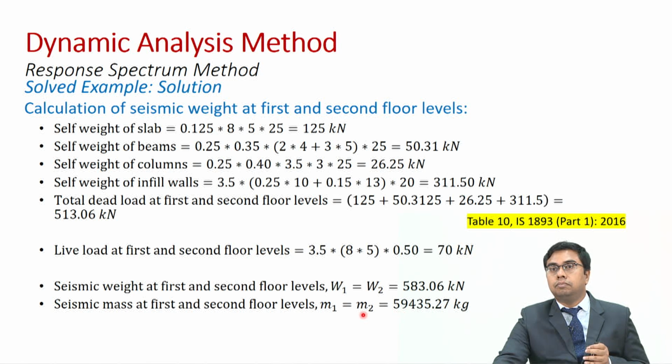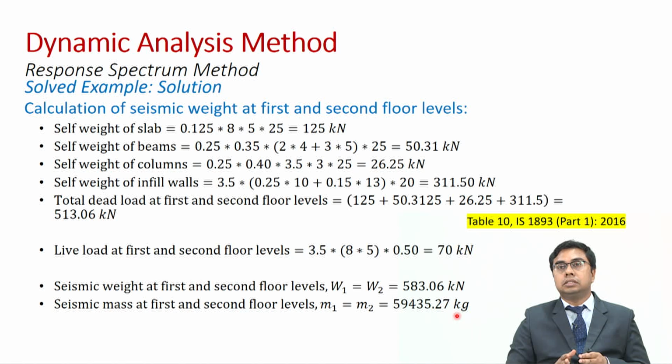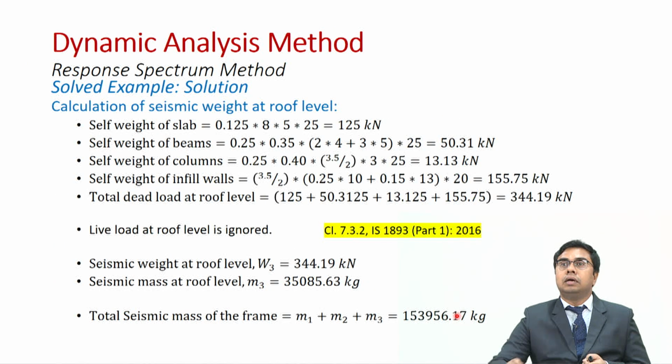If we divide this very value by g, or the acceleration due to gravity, we shall be able to get the seismic mass at first floor level or the second floor level, which is found to be 59,435 kilograms. Now, once we know the seismic mass at first and second floor level, we shall also be able to find out the seismic mass at the roof level. How do you get that?